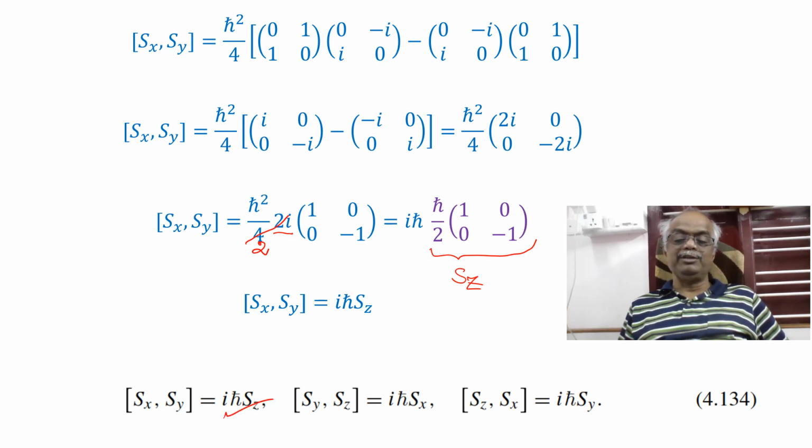Adopting a similar way, you can prove the other two also. That is, the commutator of Sy and Sz will give you i ħ Sx. Similarly, Sz with Sx gives you i ħ Sy. So you can prove all three in an easy manner. Then we will move on to the next part.